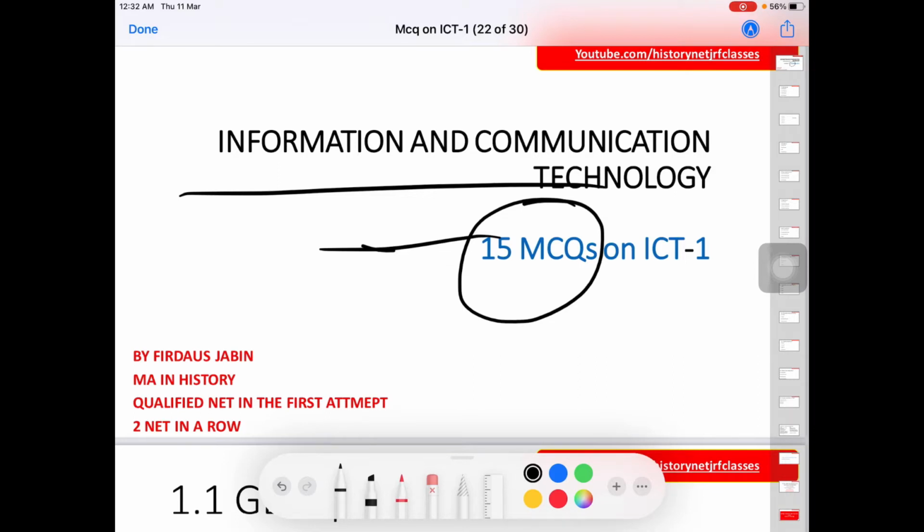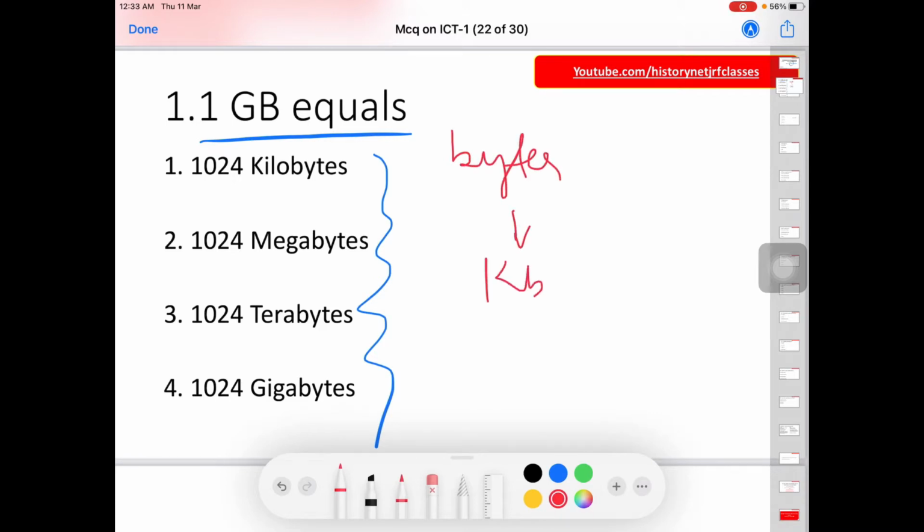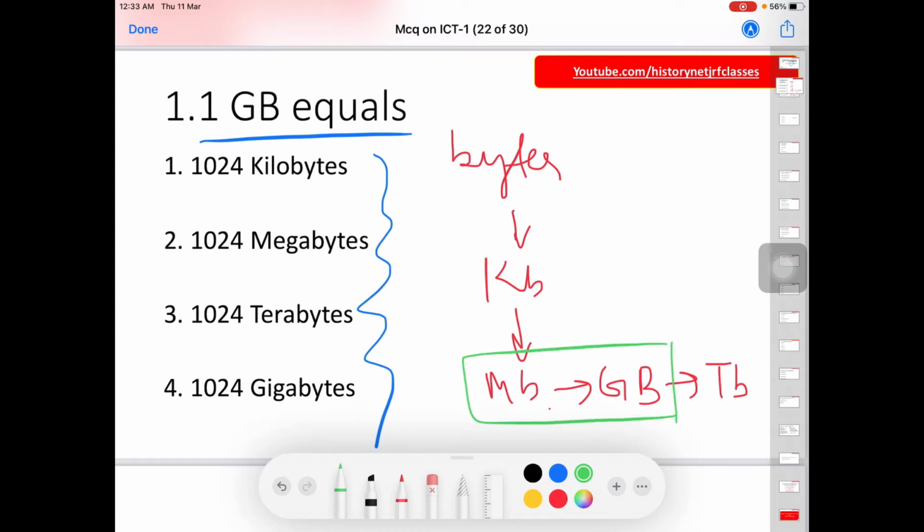Those who are watching my video for the first time, the first question is: 1 GB equals how many bytes, megabytes, terabytes, or gigabytes? Okay, so there is a chart to understand this. First we have bytes, then KB, that is kilobytes, then MB, then GB, and then TB. Here, 1 GB will relate to MB, that is 1024 megabytes. This is the chart to understand the flow, how it moves from bytes to TB.